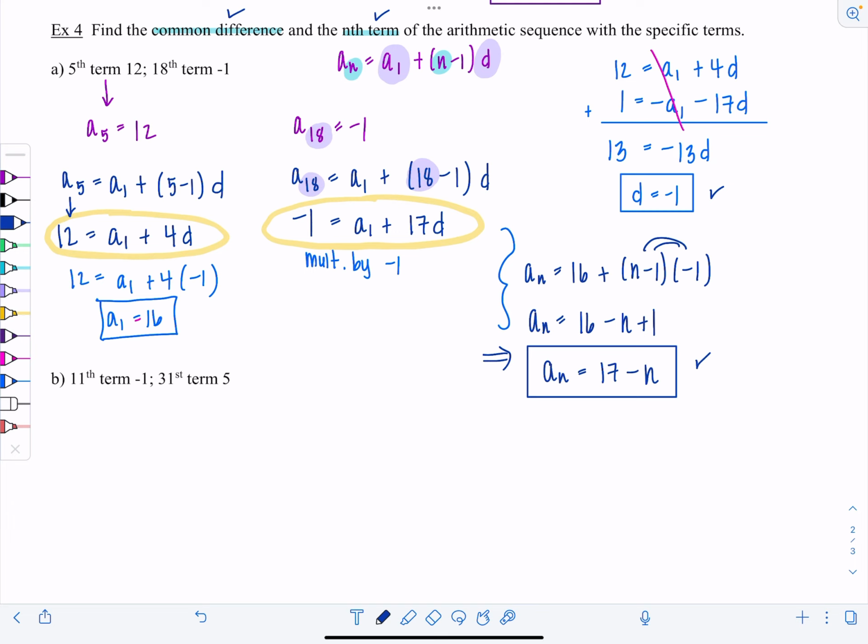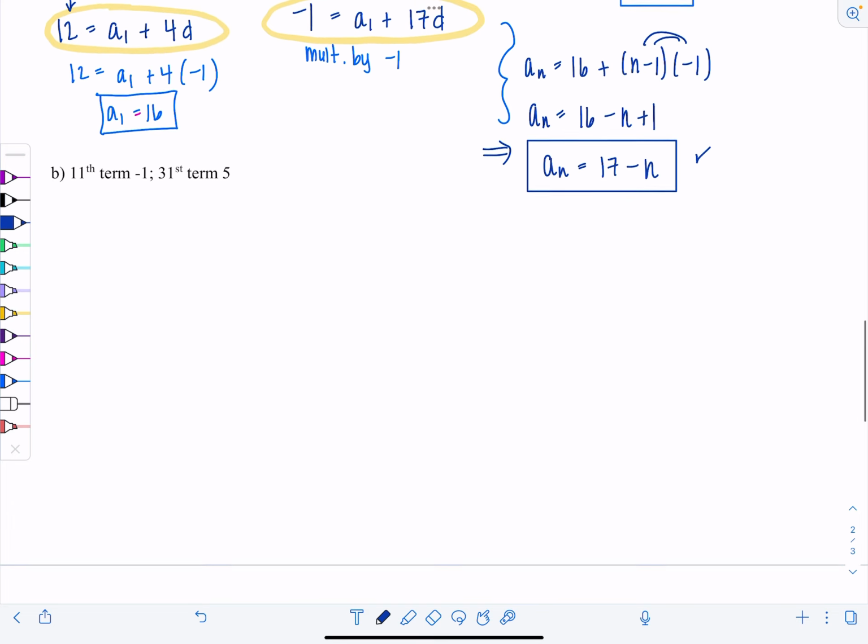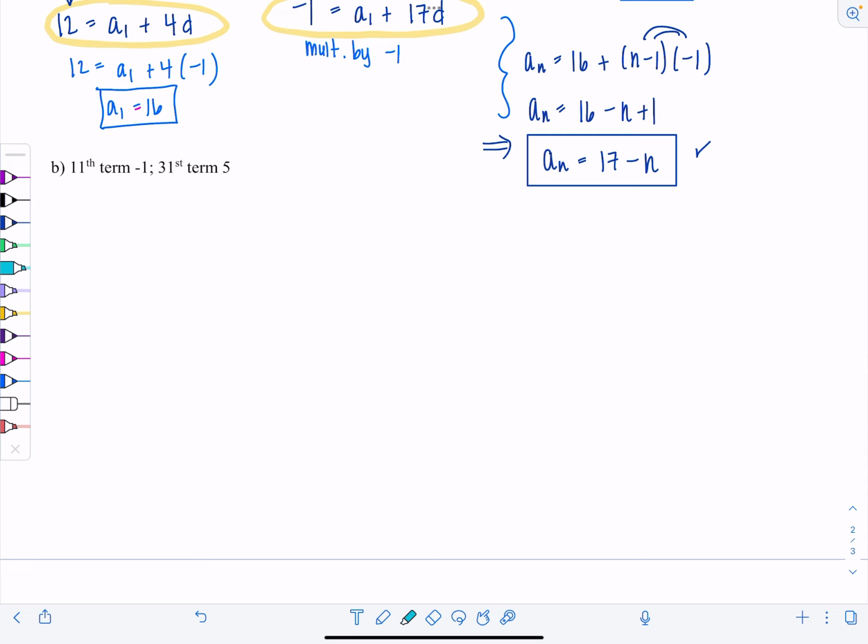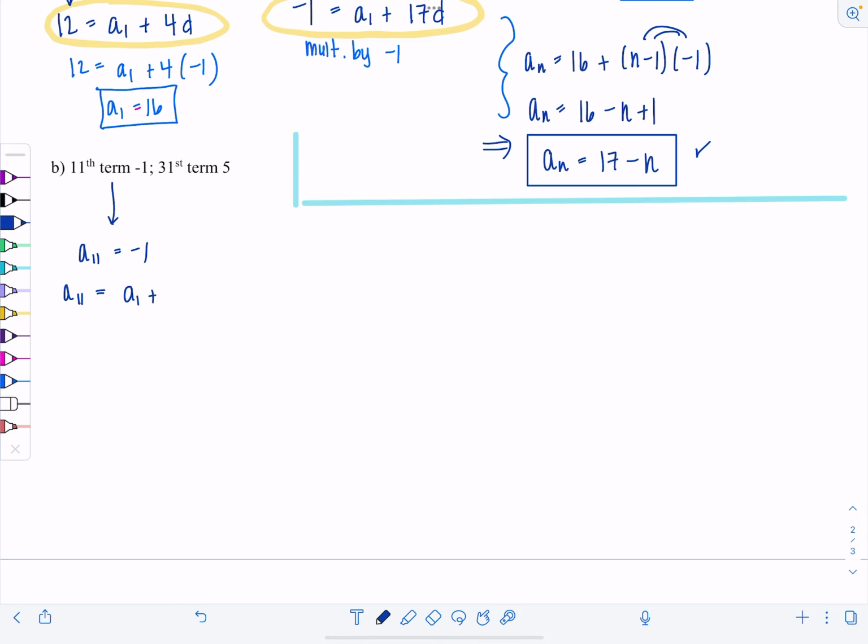All right, how did you do? Did you get some fractions in there? Did they make you nervous? I hope not. Okay, let's separate things a wee bit. Here we go. So they told us that the 11th term is negative 1. So that means a11, which is a1 plus n minus 1 times d, is equal to negative 1. So one of your equations should be negative 1 equals a1 plus 10d.